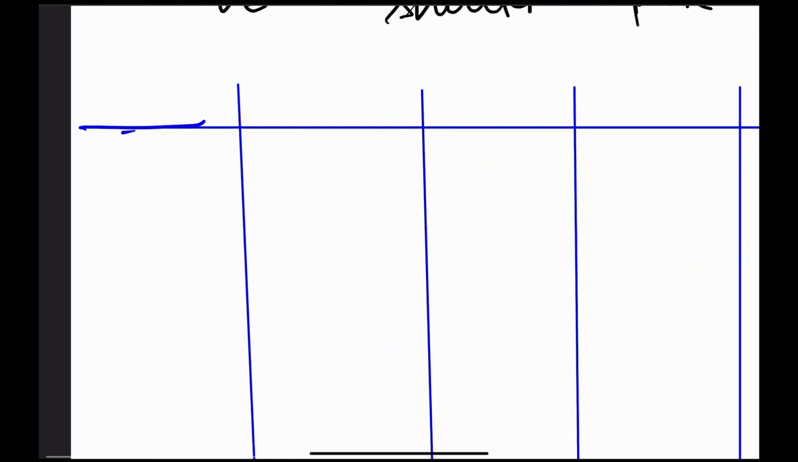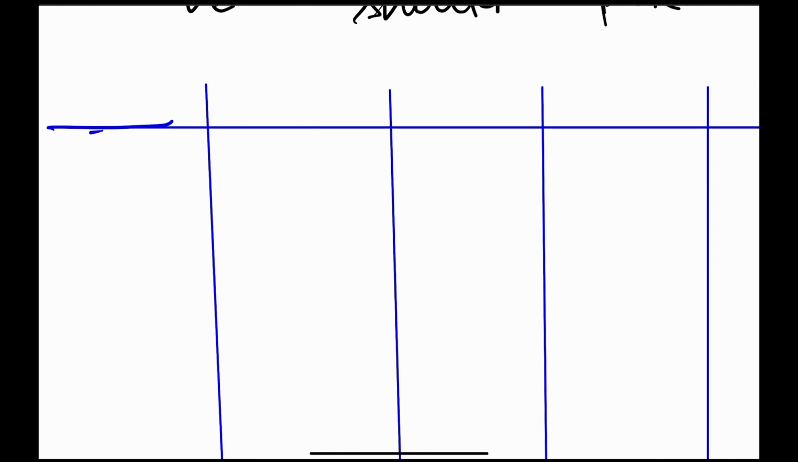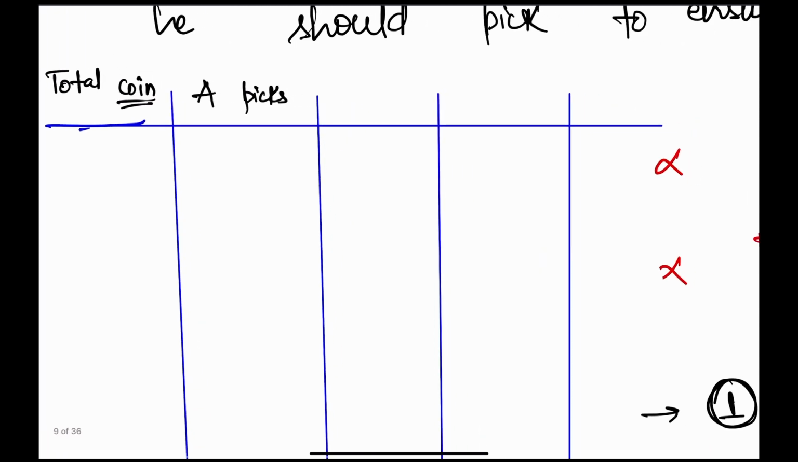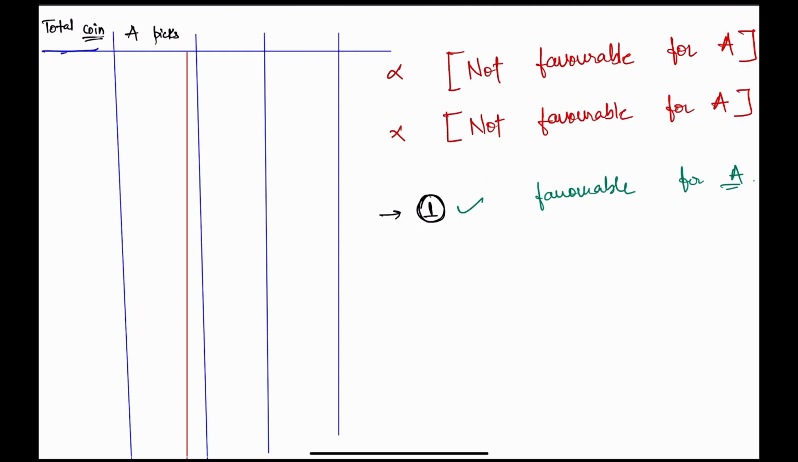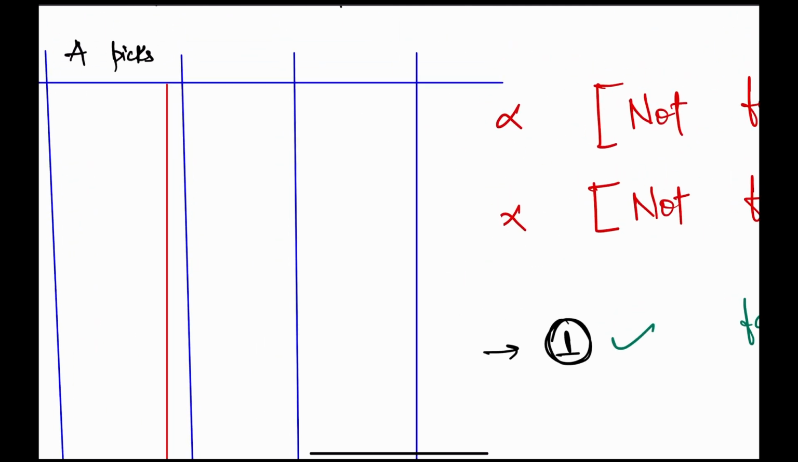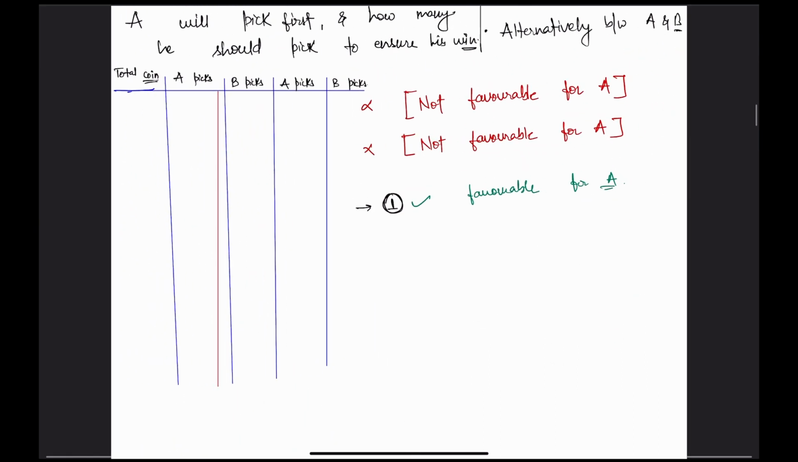Suppose I write total coins on table, then A picks. After A picks, I will make a small one. This represents how many are left after A picks. Then B picks, then A picks, then B picks. This small red one will represent how many are left for the next person after that person picks.